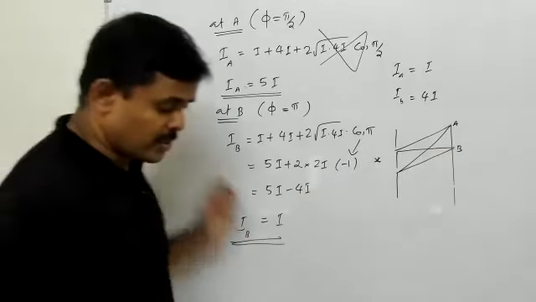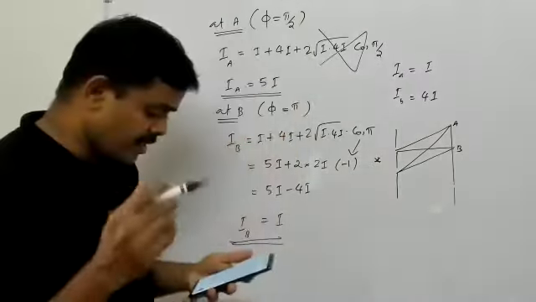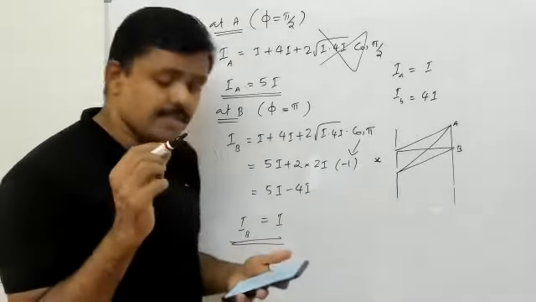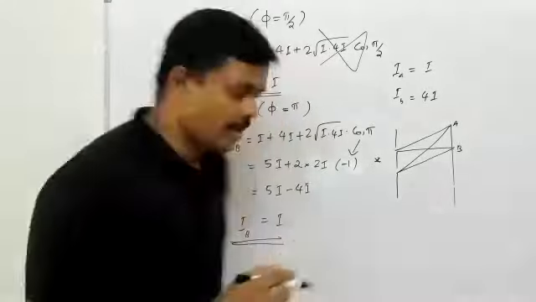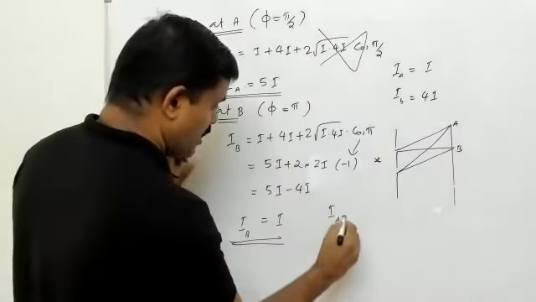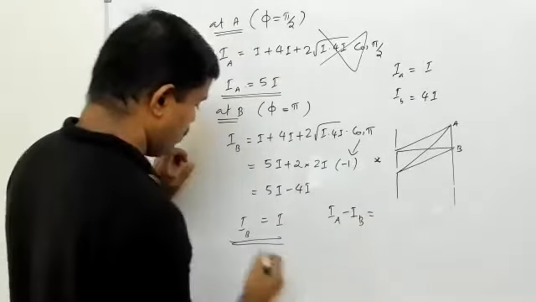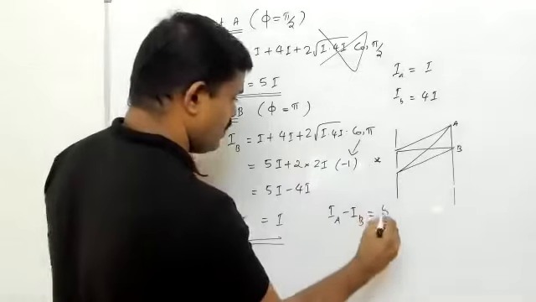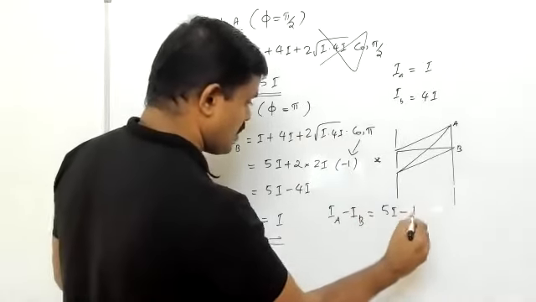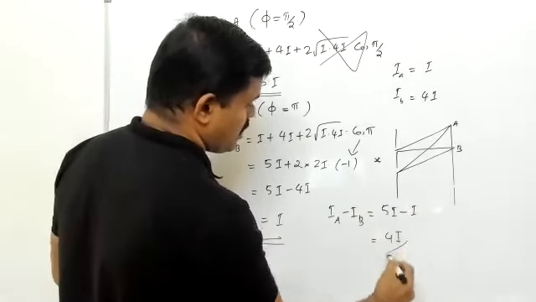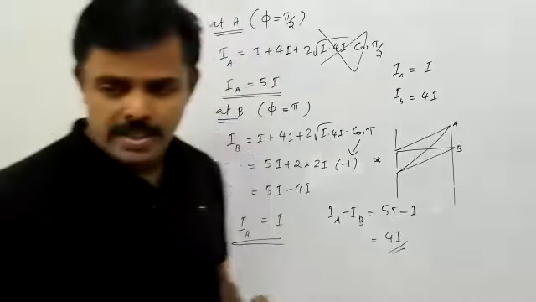Then what is the question? Find the difference in intensities at A and B. So I have to find IA minus IB. IA is 5I, and 5I minus IB, which is I, makes it 5I minus I, which is 4I. Did you understand?